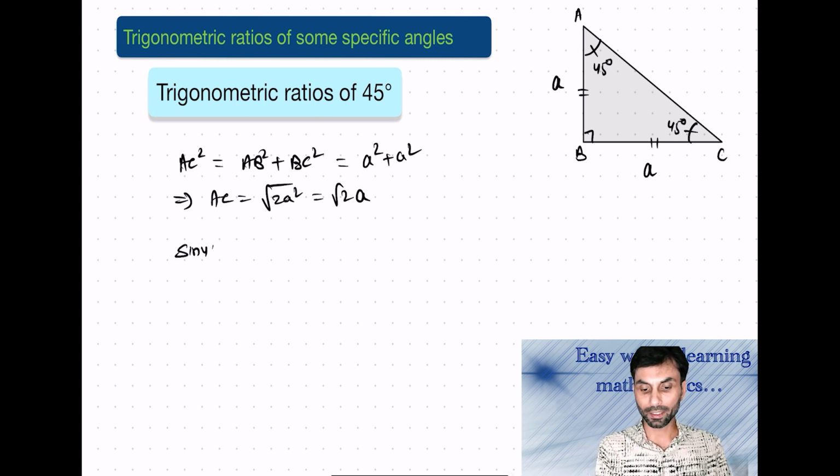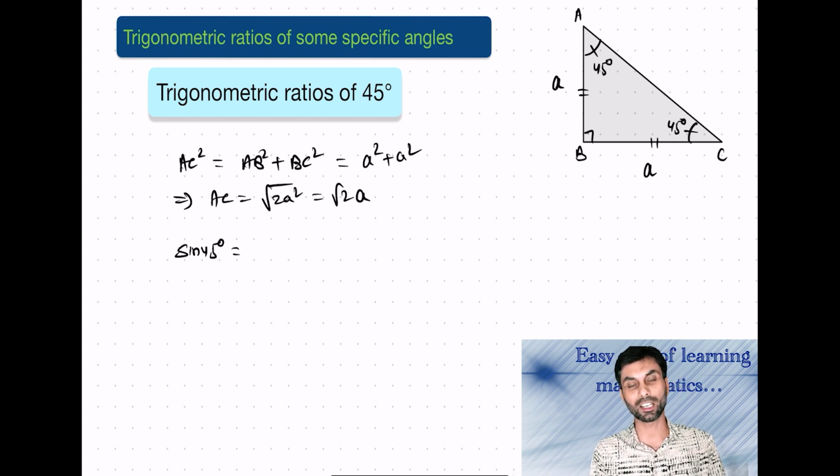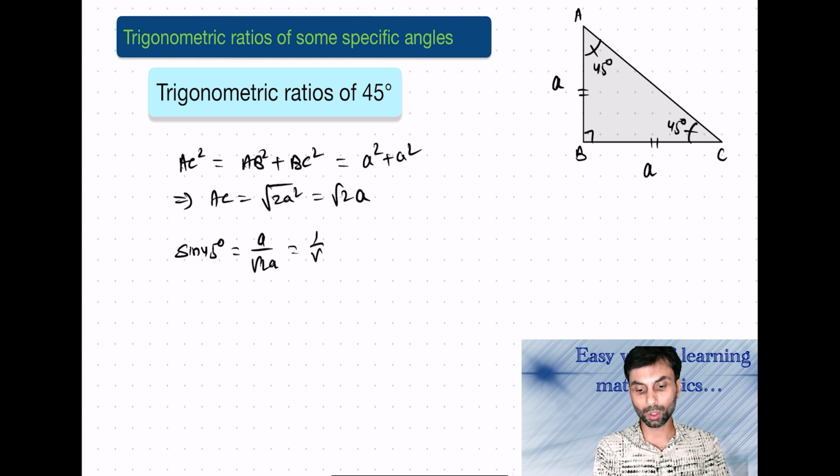So if I'll find sine 45 degree, which is opposite upon hypotenuse, here since both the acute angles are 45, it is meaningless which angle we take, we are going to end up with the same value. So sine 45, if we'll take, we'll get as A upon root 2A, which will be 1 upon root 2. Cos 45 degree will be equals to also A upon root 2A, which will be 1 upon root 2.